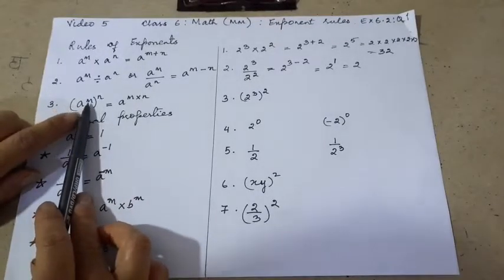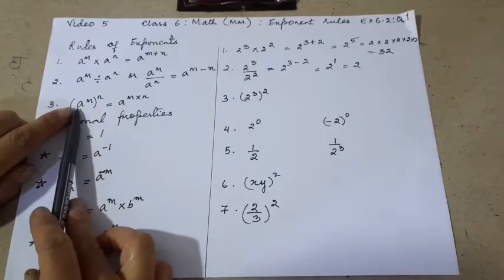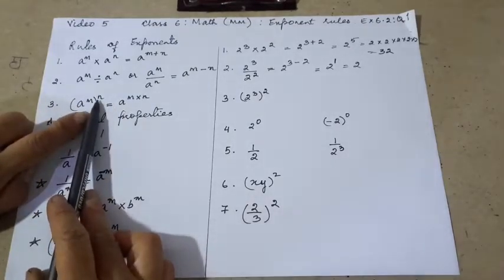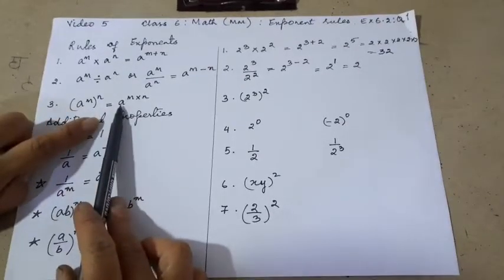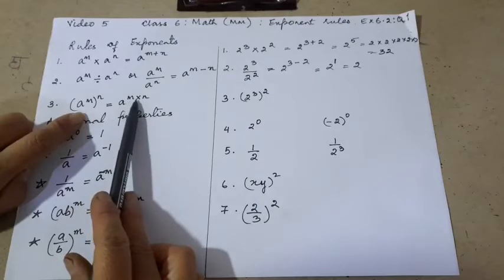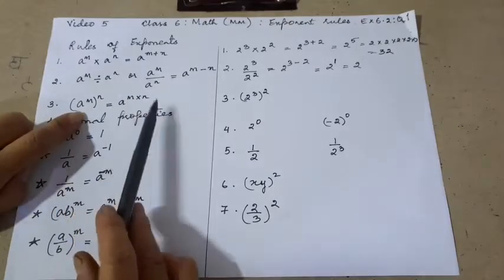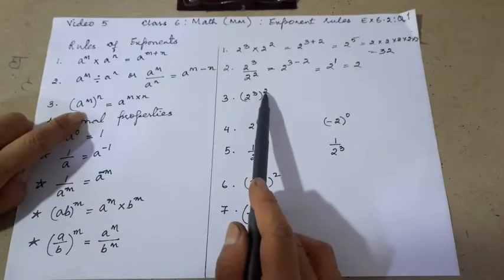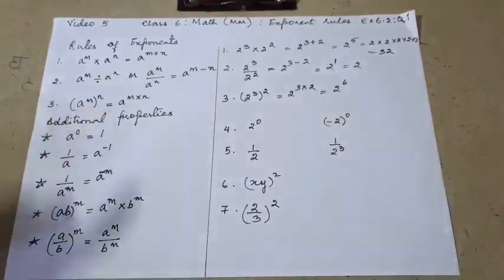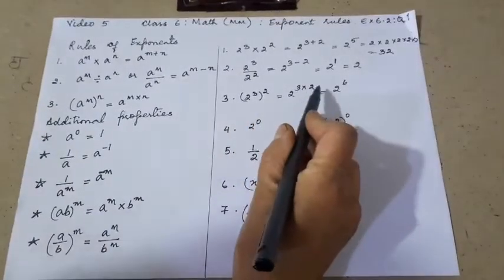A to the power m, to the power n. Power over power. What we should do is we have to multiply the power. A to the power m to the power n is a to the power m into n. For example, if you have 2 to the power 3 to the power 2, the powers we multiply. So this is 2 to the power 6. Okay, power over power, the power should be multiplied.